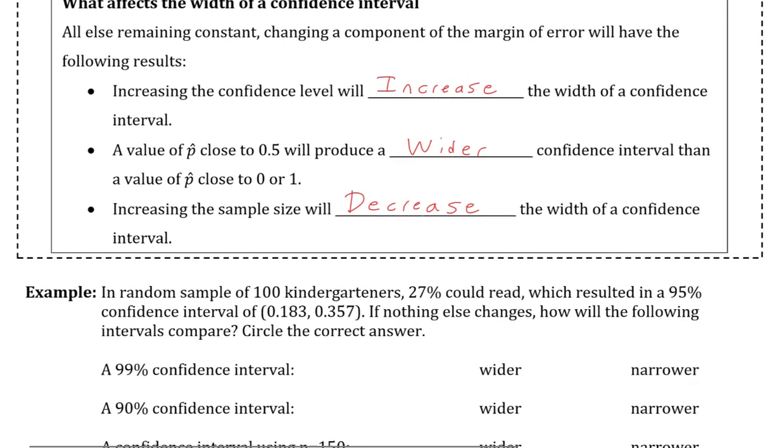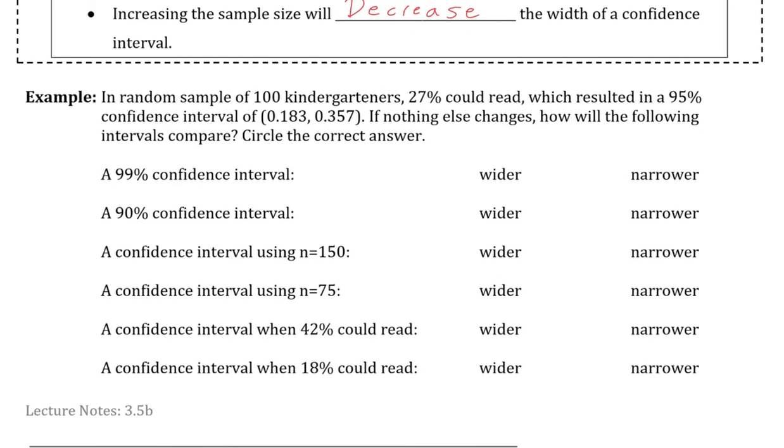Here's an example with some quick alterations, and we will identify the effect they have on the confidence interval. In a random sample of 100 kindergartners, 27% could read, which resulted in a 95% confidence interval from 0.183 to 0.357. If nothing else changes, how will the following intervals compare?